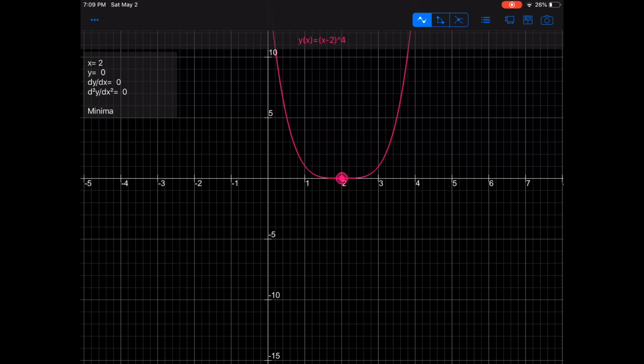So when x is 2, the y value is 0. That's kind of irrelevant. The slope is 0. Of course it is on a smooth max or min. But the second derivative is also 0, which is why we had struggles to use the second derivative test for a max or min.